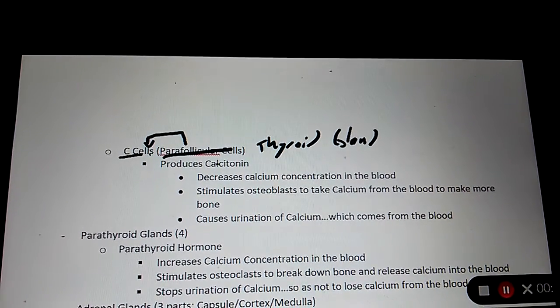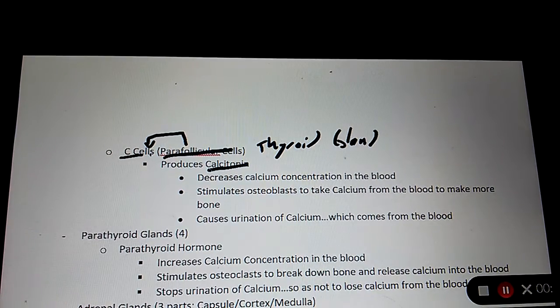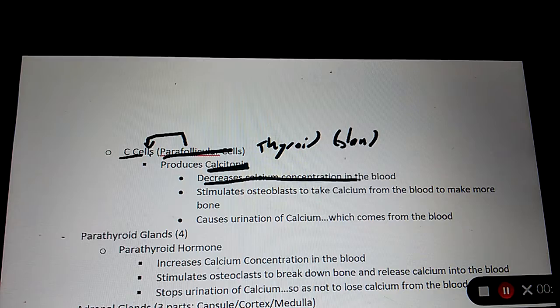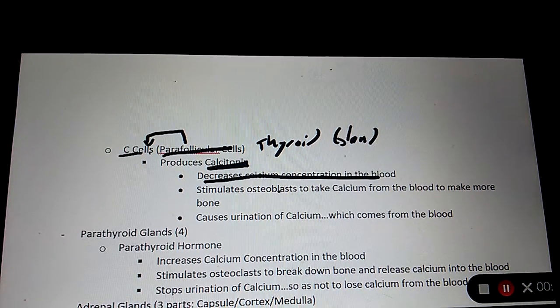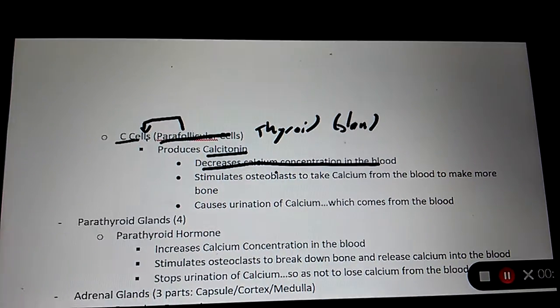What do parafollicular cells produce? Calcitonin. What does calcitonin cause? Decrease of calcium concentration in the blood.